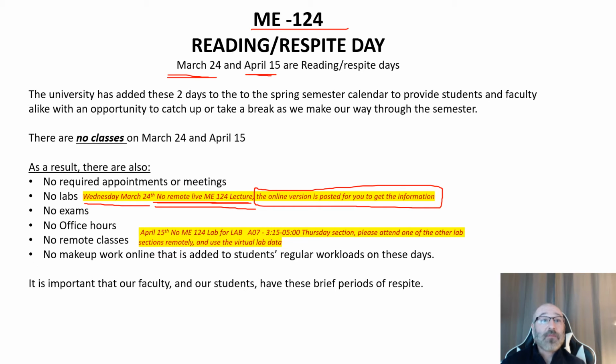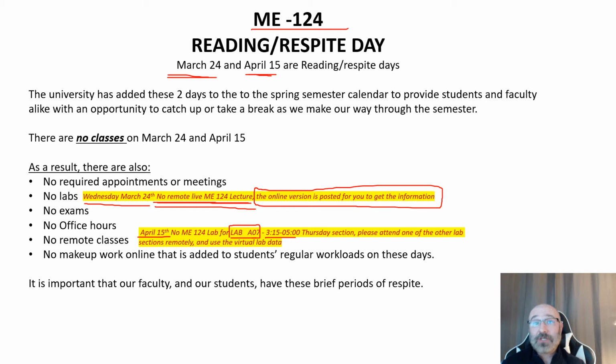Now the other thing that is affected by this in our course is on April 15th. On April 15th, there's a lab on Thursday. So Lab A7 group normally has labs from 3:15 to 5 o'clock on Thursdays. So again, this is April 15th. This does fall on a Thursday, so there is not going to be any lab for that lab section. All the other lab sections the rest of the week are still as scheduled as normal. Lab A7, however, is not going to have that Thursday section.